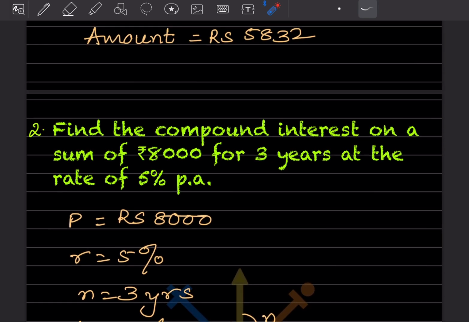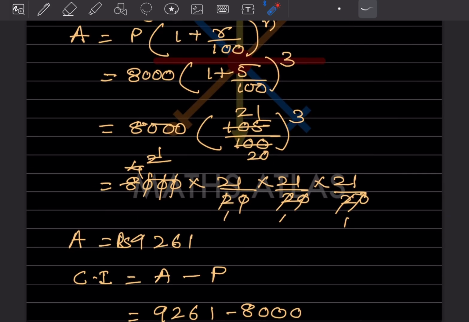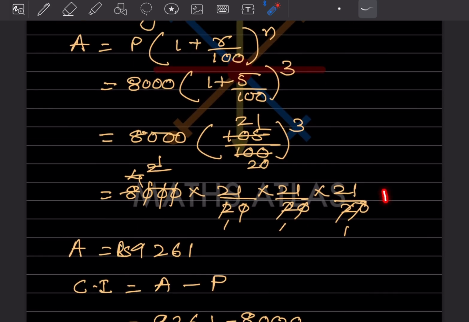But what did they ask here? They asked for the compound interest. In the previous one they asked just the amount. Here they are asking for the compound interest. So directly we cannot find the compound interest. First we found the amount here.